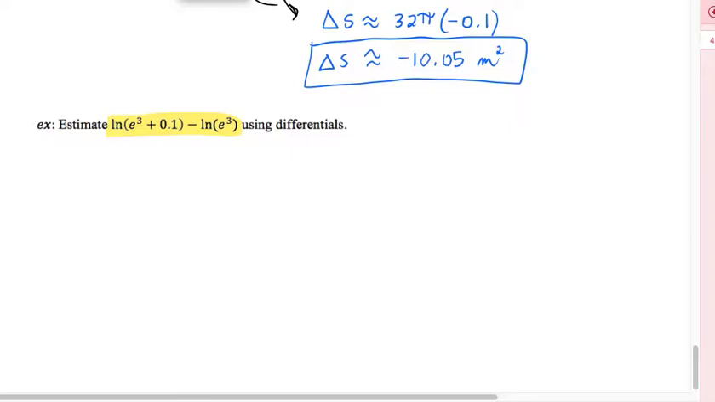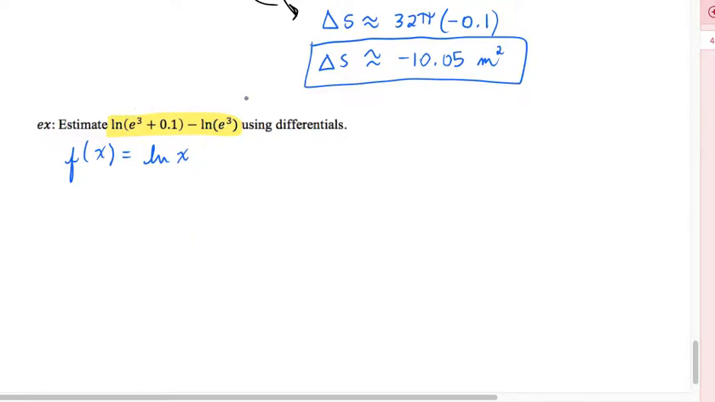Okay, so what we need to do is first define a function here. And what I'm looking at is I'm seeing a difference in two y values. This looks like a log minus a log. That's like a y minus a y. So that's why this is differentials. We're estimating the change in the y values. In other words, the difference in those two y values. So our function must be natural log of something. So we're going to go with natural log of x.